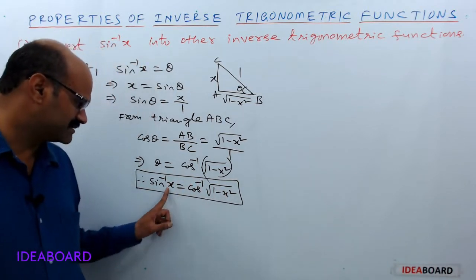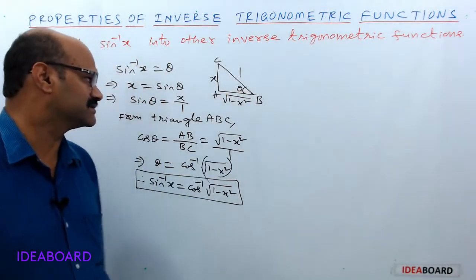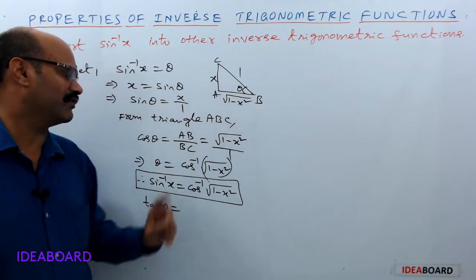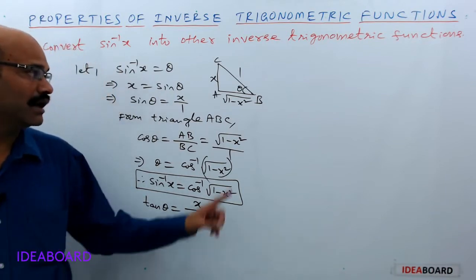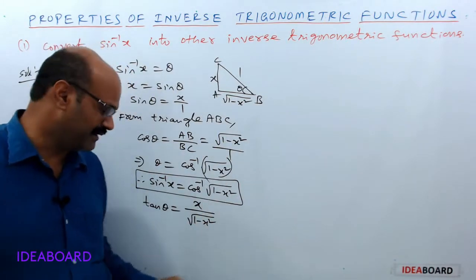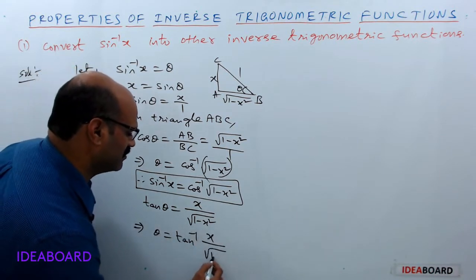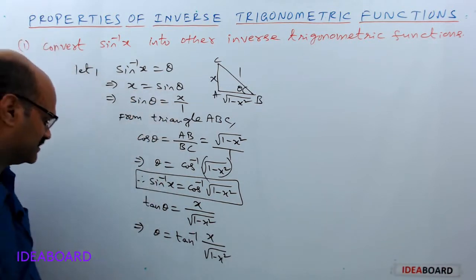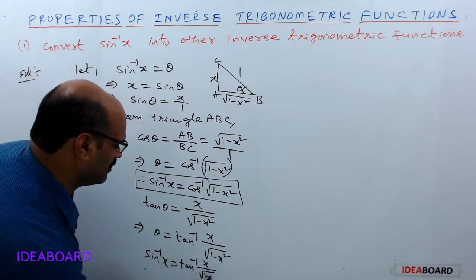Now we have to express sin inverse x in terms of tan inverse. To write it, first find tan theta from this. Tan theta equal to opposite side by base, so x by square root of 1 minus x square. It implies theta equal to tan inverse of x by square root of 1 minus x square. Here theta equal to sin inverse x. So sin inverse x equal to tan inverse of x by root of 1 minus x square.